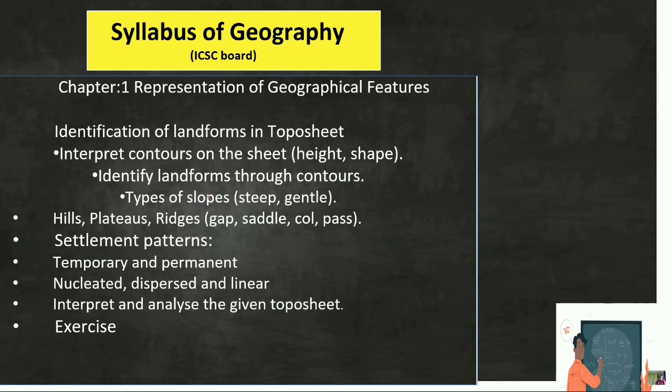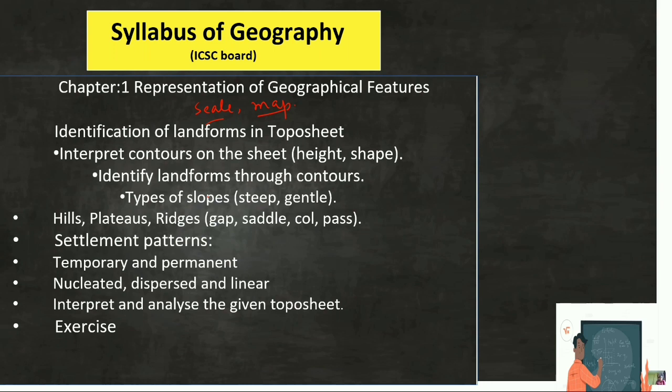Next we will move to the concept of scale and map, and also try to know about the general classification of scale and map. Next, we will know about the identification of landforms in toposheet. Then we will also try to understand the basic concept of contours.